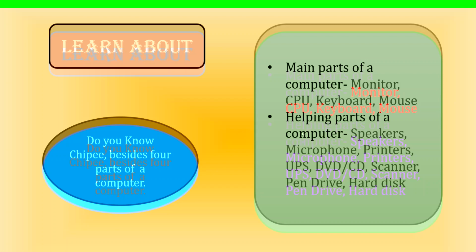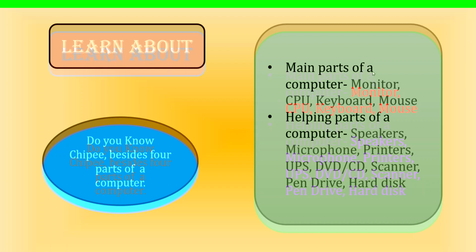Now the helping parts of a computer. Which ones? Speaker, microphone, printer, UPS, DVD, CD, scanner, pen drive and the hard disk. These are the helping parts of the computer.